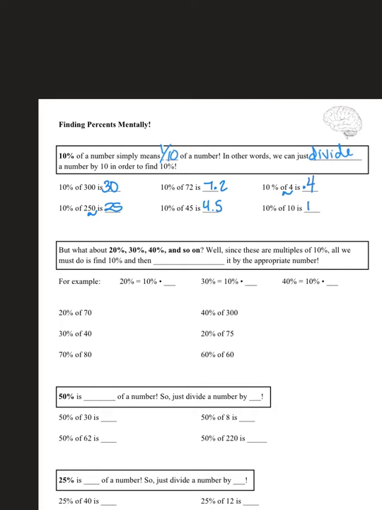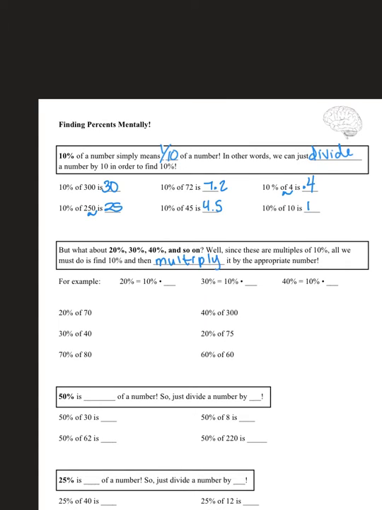So what about if you want to find 20%, 30%, 40%, and so on? You go to dinner and you get your bill and you want to tip 20%. Are you going to get that tip calculator out? No, you're going to do this mentally. Because if we know multiples of 10, since we can find 10%, then all we have to do is find 10% and then multiply.